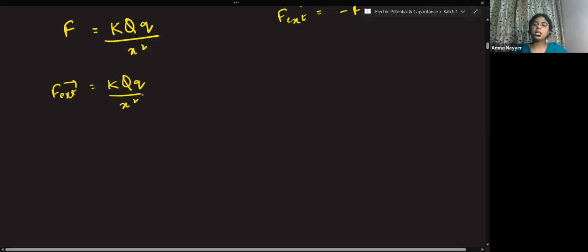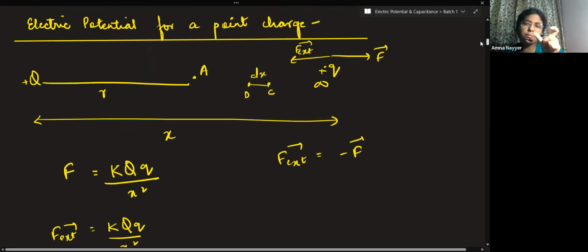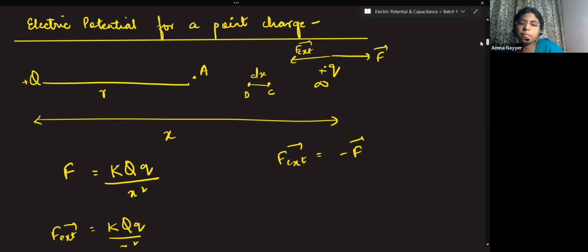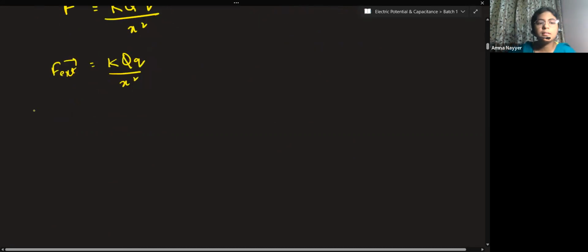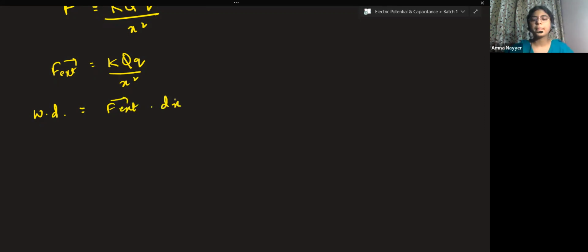Now see, the work done in carrying the charge over the smaller points that we have taken, from C to D. We are just talking about this small point, C to D. The separation from C to D we have taken as dx. Now see the work done. Work done will be what? Work done is F external dot dx. The way we have discussed how to solve work done, it is taken as the dot product of force and displacement.